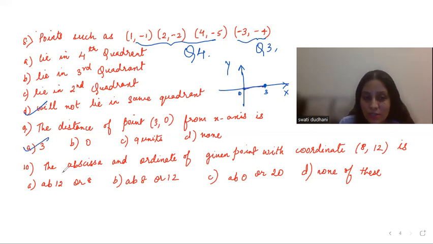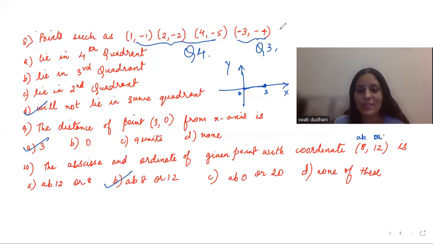Last question. The abscissa and the ordinate of the given point with coordinates. So these are my coordinates. Abscissa is basically the x coordinate and ordinate is the y coordinate. So this is abscissa and this is ordinate. So abscissa is 8 and ordinate is 12. So option B is the correct one.